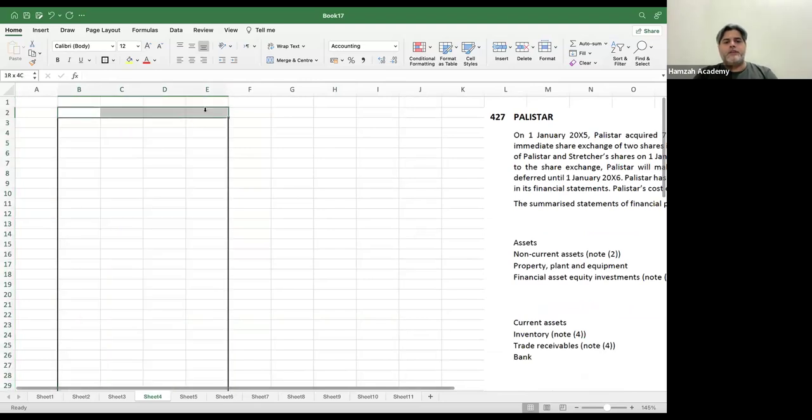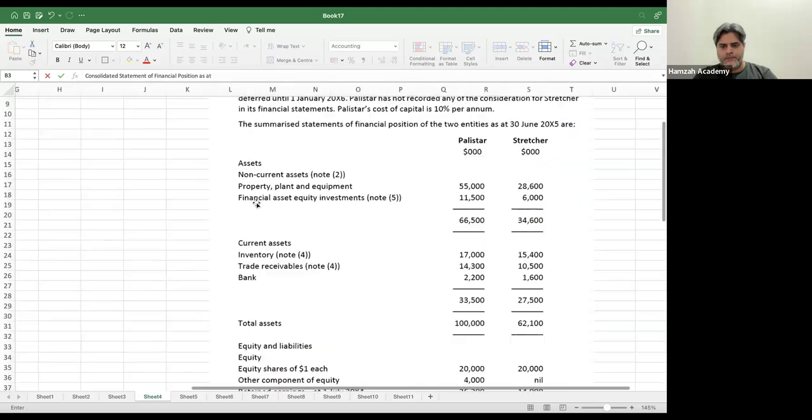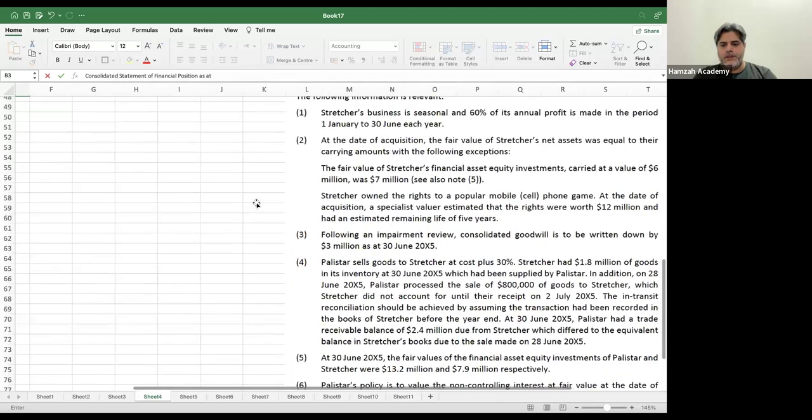First thing first, it is clear from every section C type question that we have learned this one thing: we have to create a format first. So this is going to be Plester Group Consolidated Statement of Financial Position as at 30th June 2025.